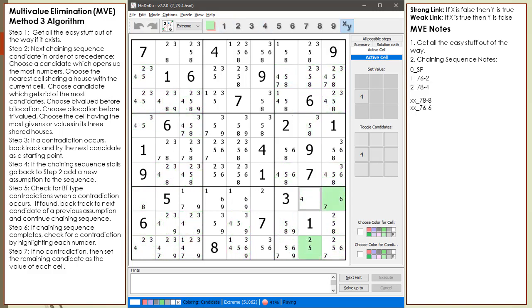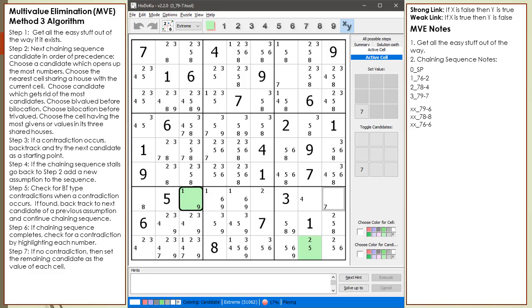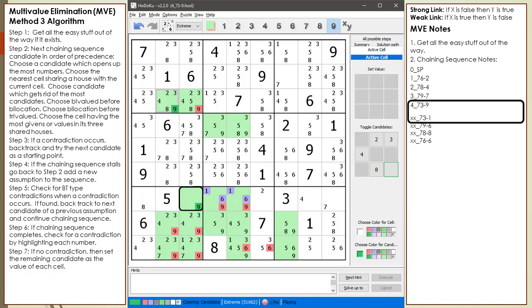We highlight all the bi-value cells. We choose the 7 in cell 7, 9 because it's the only bi-value candidate that opens up a number in the puzzle, and we update our notes. The chaining sequence stalls and we highlight all the bi-value cells. Both the 1 and the 9 in cell 7, 3 open up one number. We choose 9 because it eliminates more candidates from the puzzle, and we update our notes.